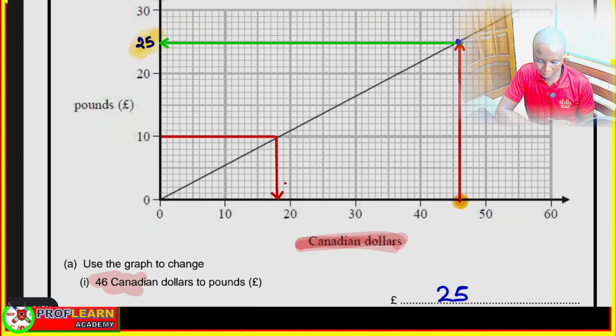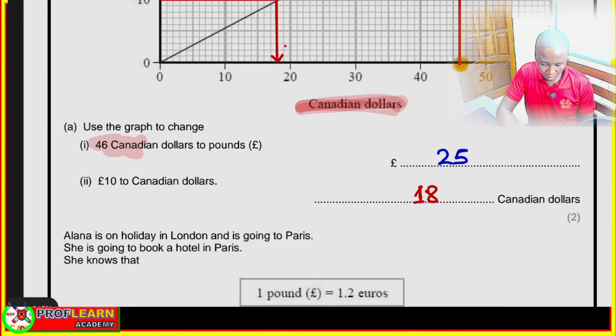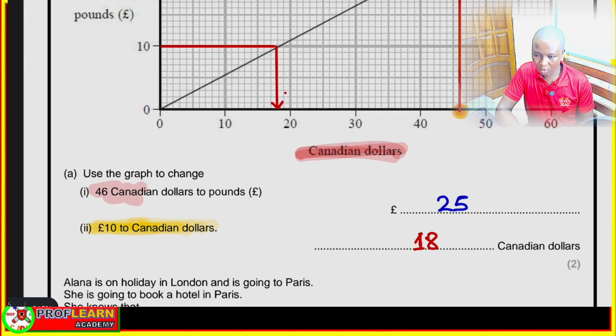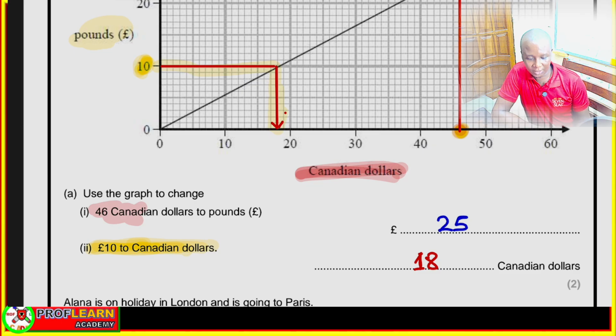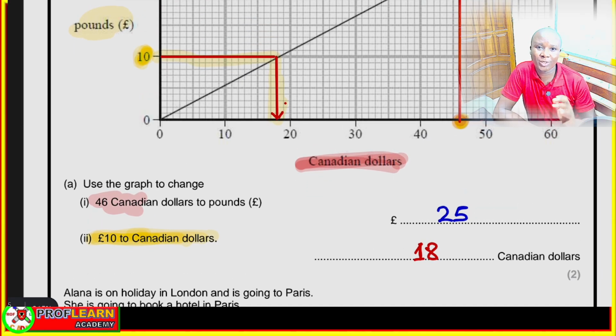So that becomes 25. Then if you want to convert pounds to Canadian dollars, it means that you need to go where you have pounds, and then you check where you have 10 pounds, then you go across and you read the value that is down here. So basically that's what you're supposed to do in this particular question.